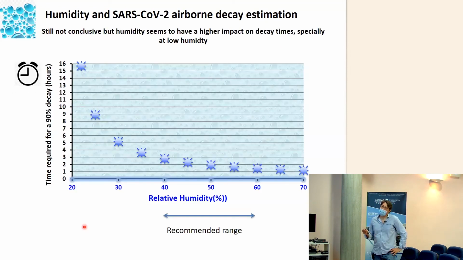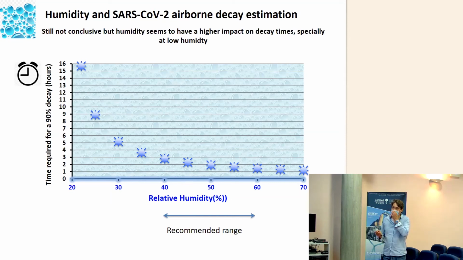And what is really important? What has more importance is relative humidity, especially if you go to low humidity, you can see the decay goes up to 16 hours, while at standard humidity, it's around 2 hours. So there are many guides that recommend a range of humidity between 40 and 60%. Anyway, in the CDC recommendations, they still say that the implication of relative humidity is not clear, okay?